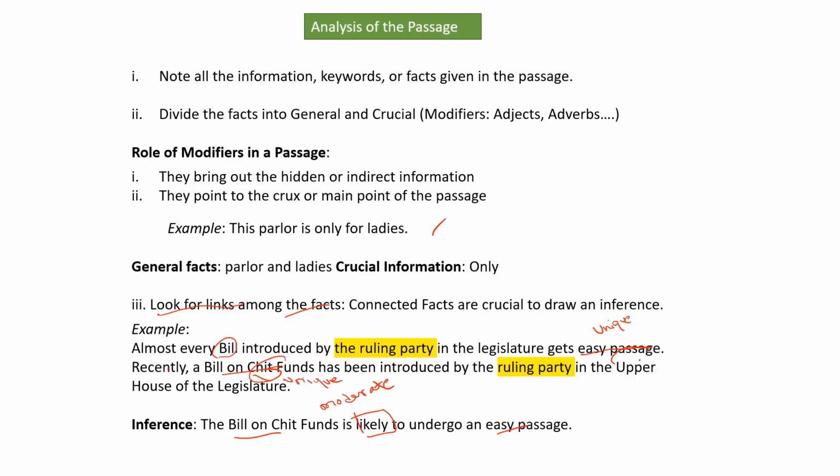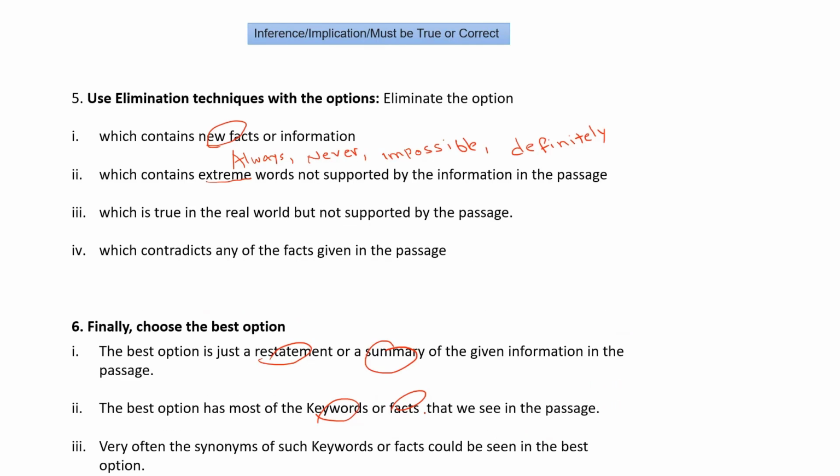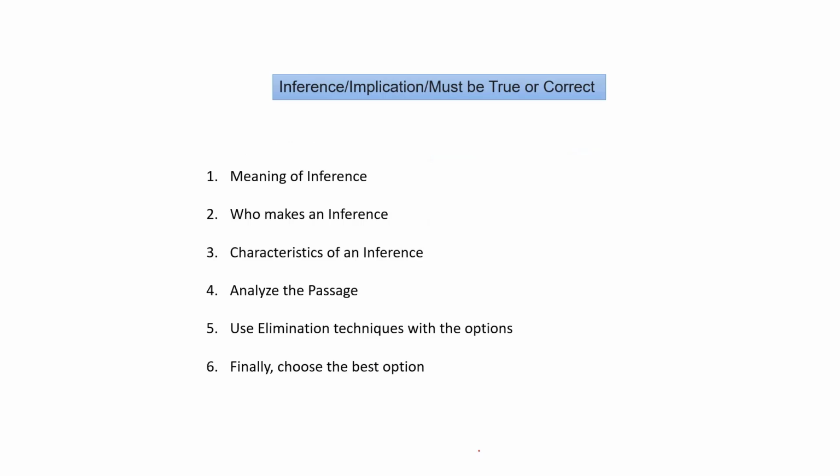Sometimes you might not find the keywords directly in the best option. Maybe you have the synonyms. Sometimes you can have the synonyms. This is what I said. Very often the synonyms of such keywords or facts could be seen in the best option. So now you know.